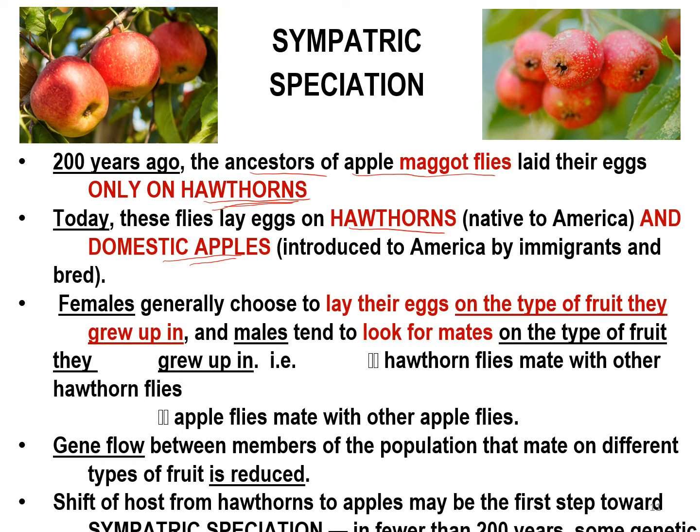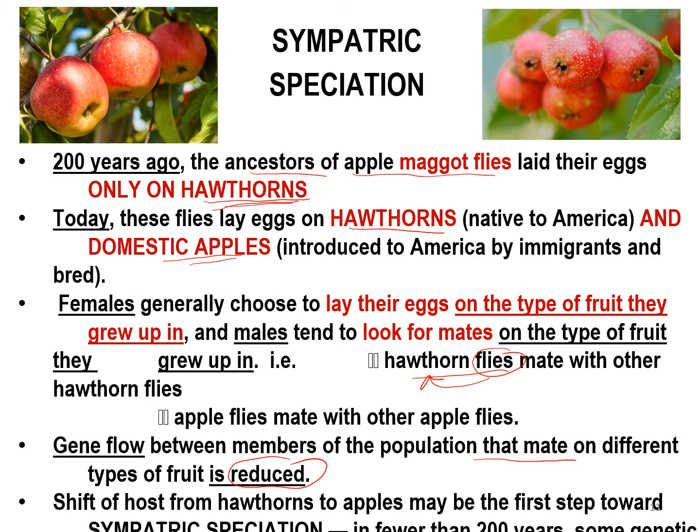Contoh kalau kita manusia ni, orang Johor nak kahwin dengan orang Johor, Kelantan nak kahwin dengan Kelantan, Melaka dengan Melaka. Itu contohlah, ini contoh pula ni. So hawthorn flies, because this fly lives in the hawthorn, bred in the hawthorn, and then they grew up in the hawthorn, and then they want to find their mates on the same type of fruit. The gene flow between members of the population that mate on different types of fruit is reduced.